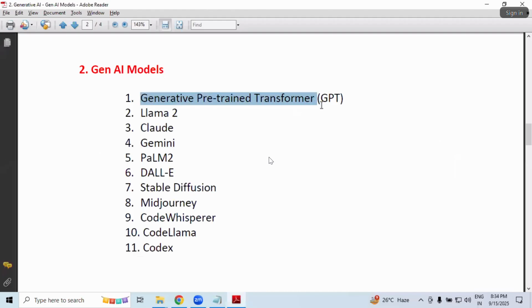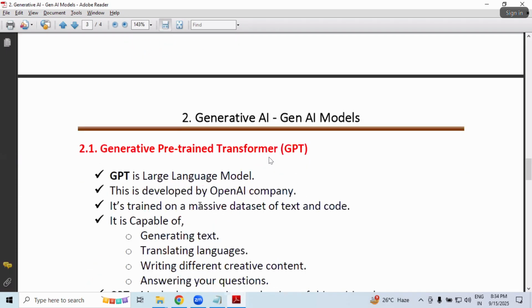GPT, generative pre-trained transformer. This is the backbone, sir. The backbone is actually the transformer. We'll see. Next ones: Llama 2, Claude, Gemini from Google, PaLM 2, DALL-E. These are all different models. Stable Diffusion, Midjourney, CodeWhisperer, Code Llama, Codex. Do I need to remember all? No. At least I can remember a minimum of five.